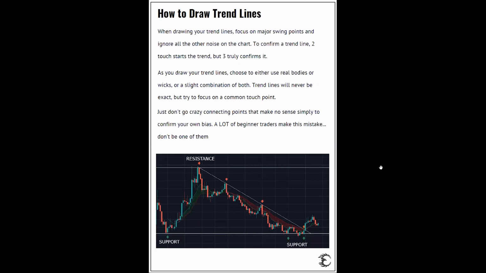But just don't go crazy connecting the points that simply make no sense to confirm your own bias. And a lot of traders do that. They'll go from a wick to a body, to a wick to a body, to a wick to a body. And you see it, there's a million lines on the chart and nothing really makes sense, but we keep drawing lines until we confirm it. So, yep, that's what we believed in originally. Don't be that type of trader.